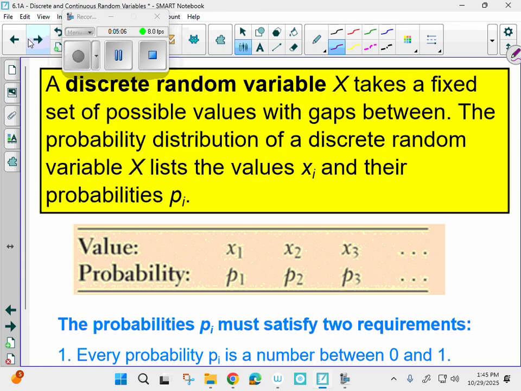All right, we do want to talk today about discrete and continuous. A discrete random variable x takes a fixed set of possible values with gaps in between. I would write down just this first sentence, okay? A discrete random variable takes a fixed set of possible values with gaps between.